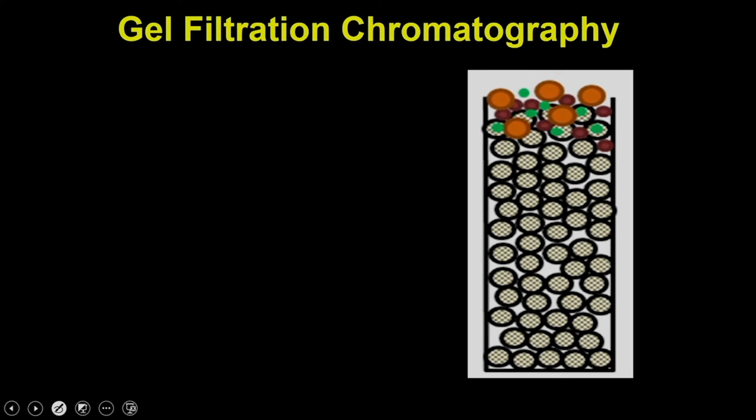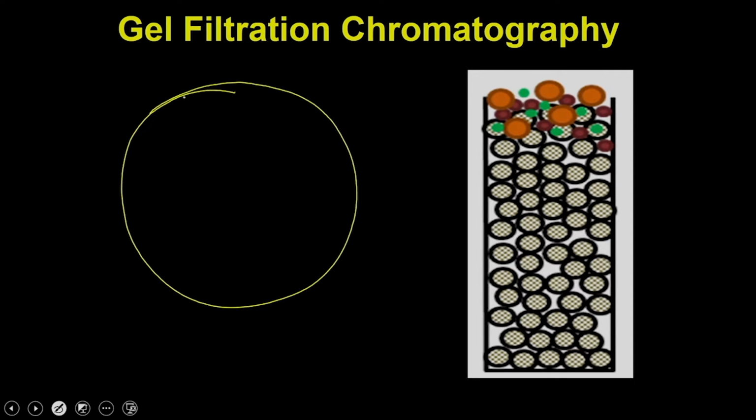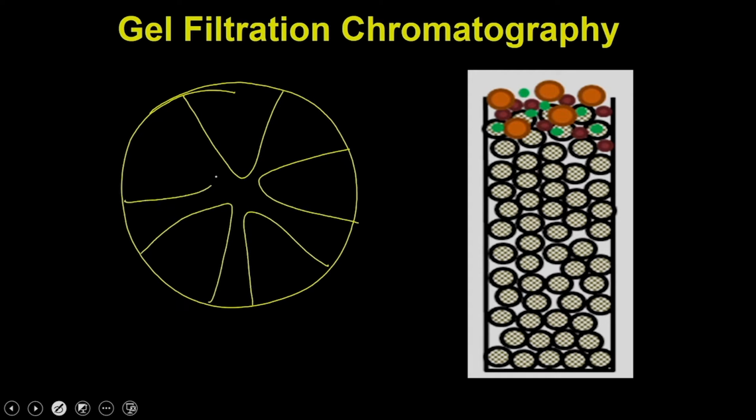Now, to understand how this separation phenomenon works, let me show you what the beads of a gel filtration chromatography look like. In a typical gel filtration chromatography, the bead has cone-shaped pores from all sides, something like this. This is the portion with the narrowest diameter, and this is the largest diameter.